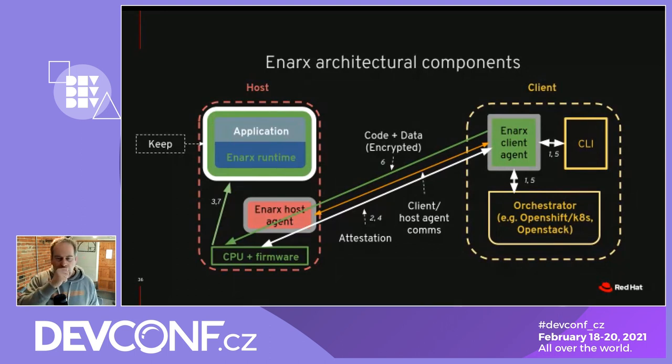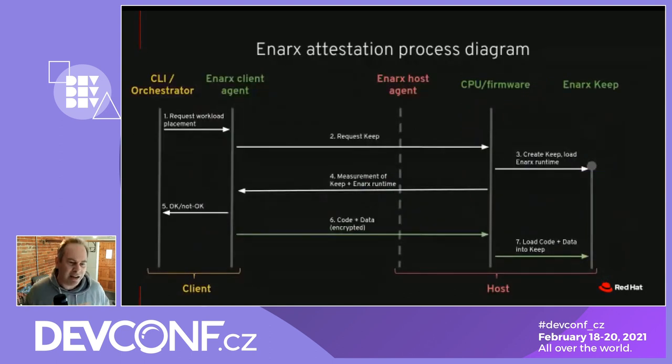So the process flow looks like this. First of all, number one on the right, the CLI talked to the client agent and it did an attestation. It asked the CPU and firmware via the Enarx host agent, which just acts as a proxy, to set up an application, to set up a TE. Once that was done, it checked the result of the measurement to check that it was true TE, check that what we're putting inside it is what we expected, using cryptographic checks to do that. It then took that WebAssembly binary, encrypted it with a one-off session key for that particular keep and sent it to the keep, which then ran it. So that's what's going on.